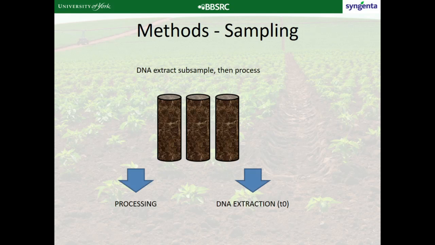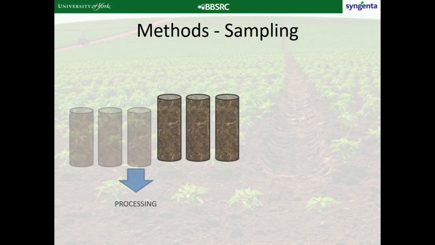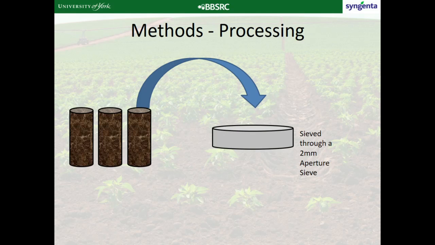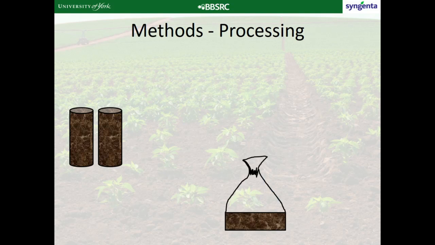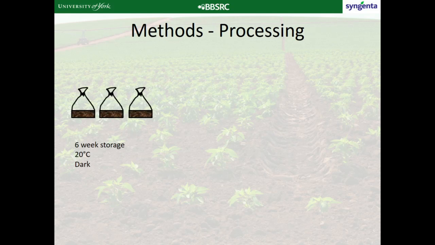I subsampled each core for an effective T0 DNA extraction, and the remainder of the core went on to be processed. So, as I mentioned before, this involves air drying until it can comfortably pass through a 2mm aperture sieve, and then it was moisture readjusted back up to its PF2 value. These were then bagged up and stored for 6 weeks at 20 degrees Celsius in the dark.